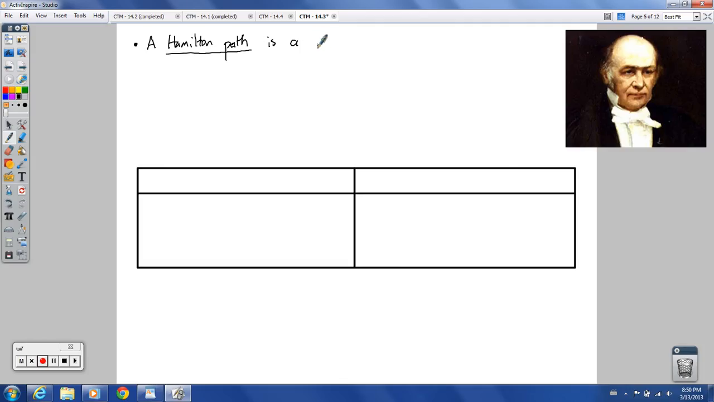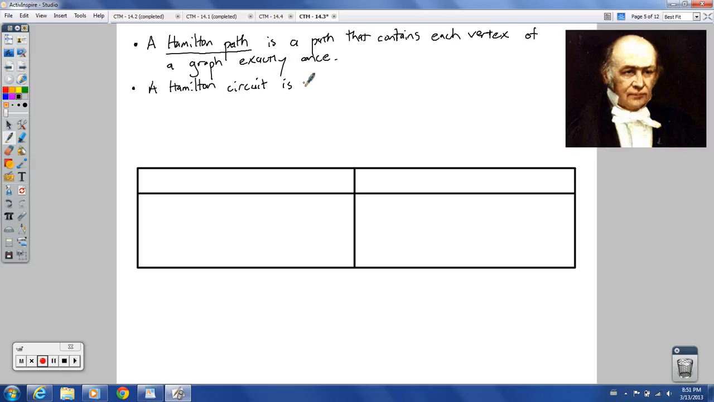So a Hamilton path is a path that contains each vertex. Before it was edges with Euler paths, but now it contains each vertex of a graph exactly once. A Hamilton circuit is a path. So remember, every circuit is still a path, but not every path is a circuit. A circuit has to begin and end at the same vertex. So that's what it is.